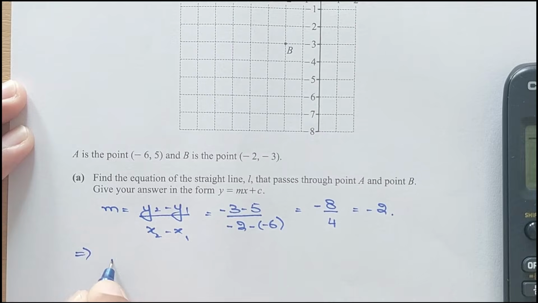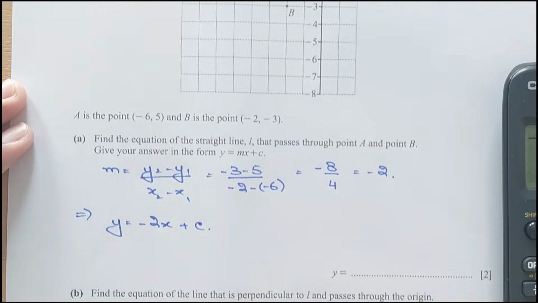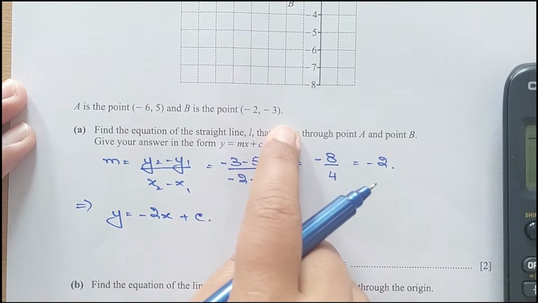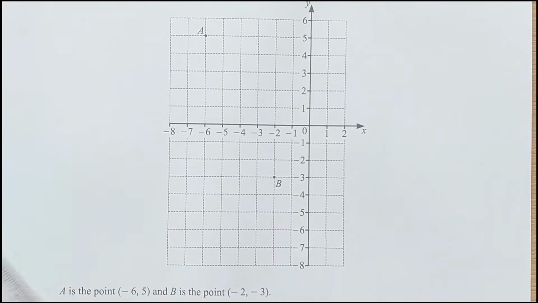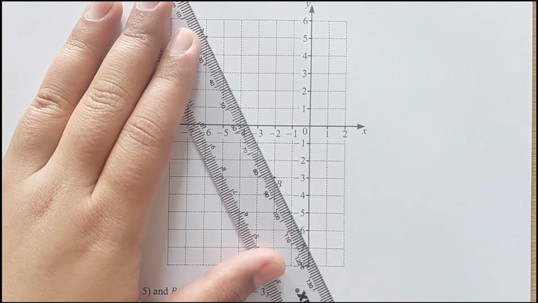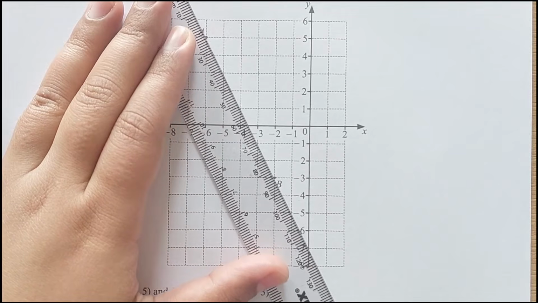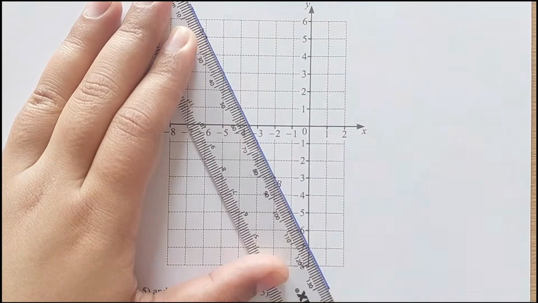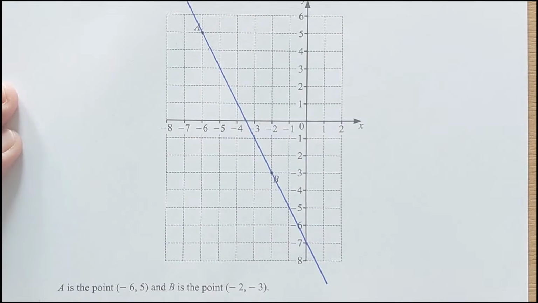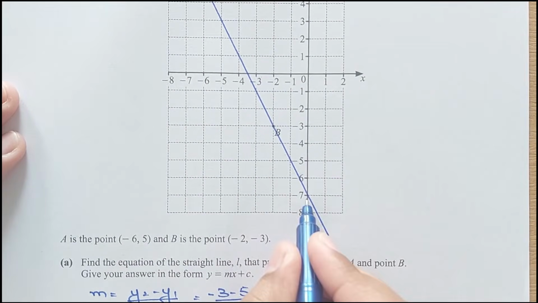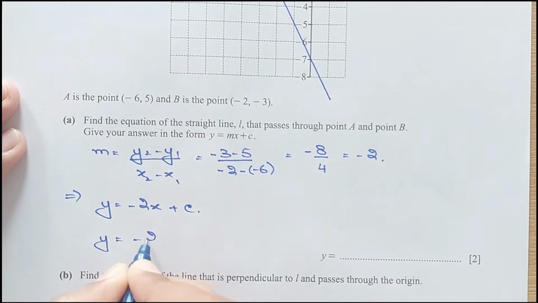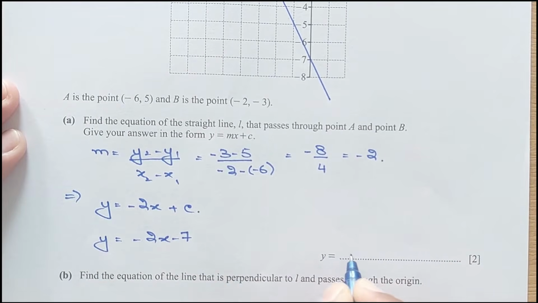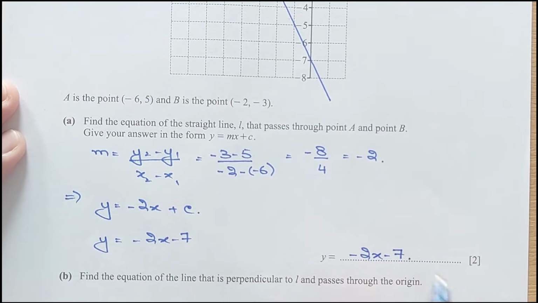So now we can say y equals minus 2x plus c. To get the value for c, that is the y-intercept, we can put in the first point or the second point, or you can also do it with the graph, because the graph is given to us. So let me connect the 2 points, and we can find the y-intercept, which is the point where the line crosses the y-axis. That is equal to minus 7. So from the graph we can easily find the c value, minus 7. So y equals minus 2x minus 7. This is the equation of straight line AB.